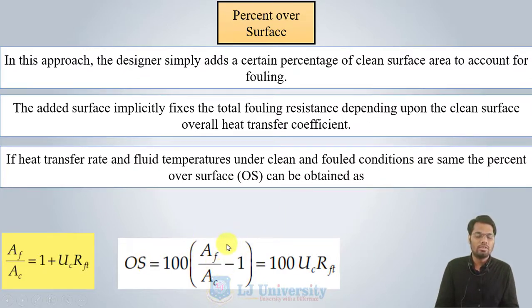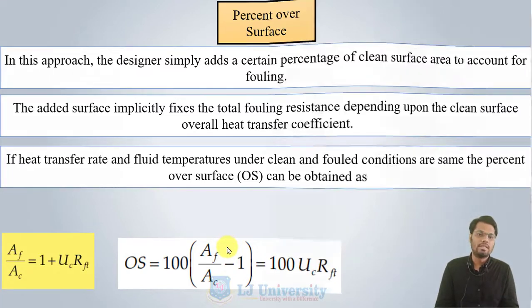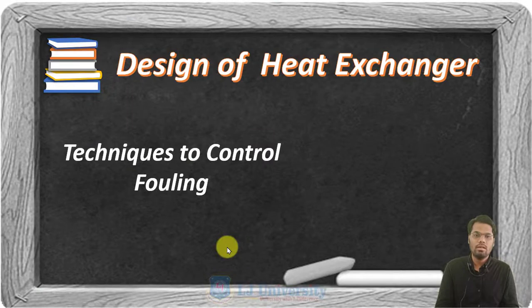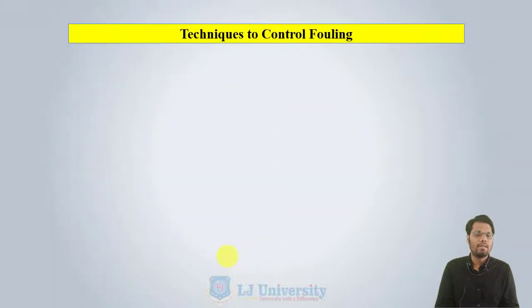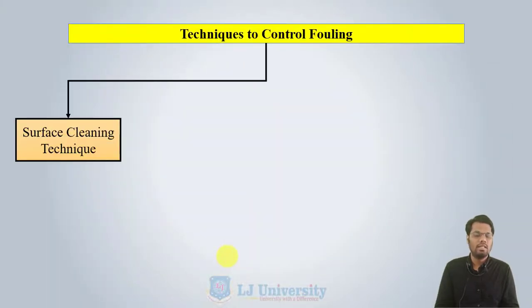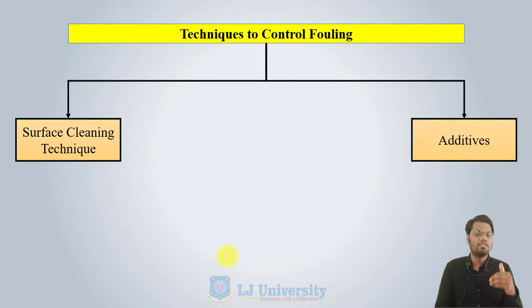So by using this equation, we will get how much extra area we need to provide to compensate for fouling. Now let's discuss techniques to control fouling. There are some techniques to control fouling. Basically, they are classified in two ways. First is surface cleaning techniques, and second is the use of additives to control the fouling.